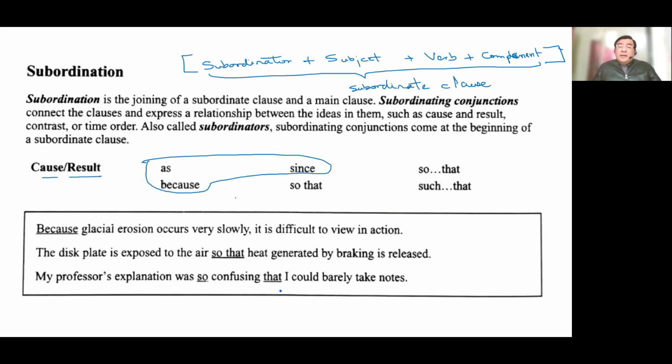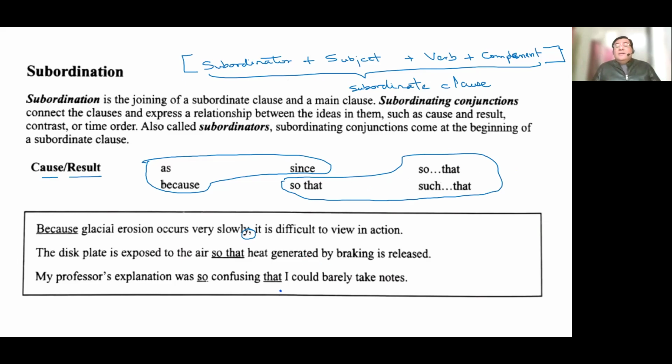So we have here a first annotation about it. In order to determine where a subordinate clause ends, you place a comma. And that marks also the beginning of the independent or main clause in the complex sentence. Another example says that this plate is exposed to the air so that heat generated by braking is released. Now, so that and this second group are used to express result of a previous situation.